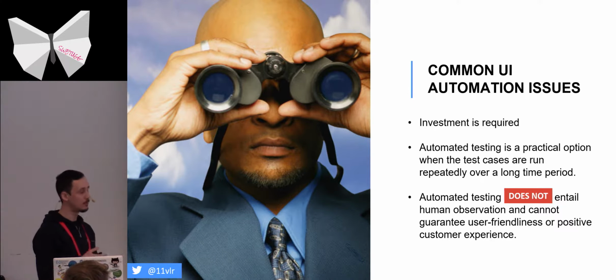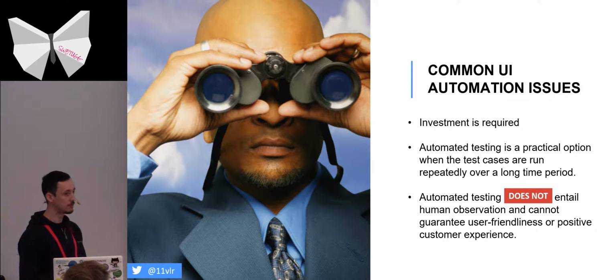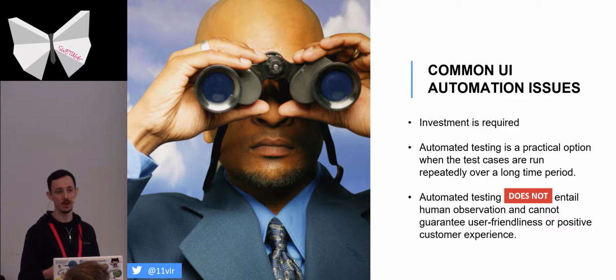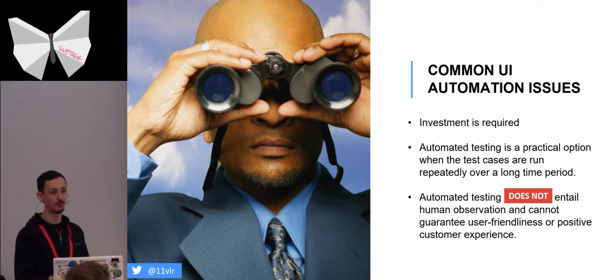And it's only a practical option when you're running the test cases over and over again. If you're just running them once or twice, you're probably not going to want to invest time in automating these checks. But the most important thing, especially for this talk, is that automated testing doesn't entail human observation. So a lot of the time you can say that something exists somewhere, but you can't say if it exists exactly where you expect or whether or not it looks how you expect it to.